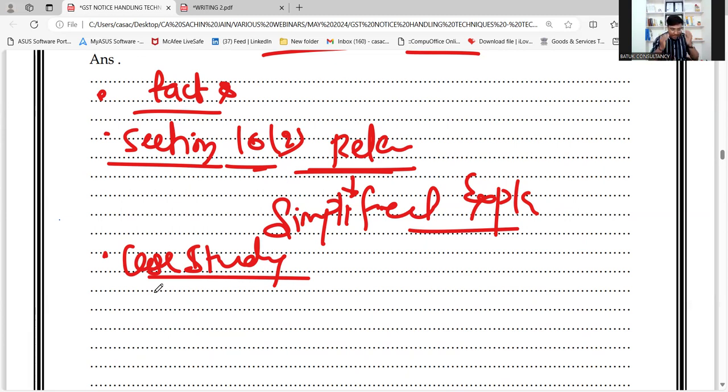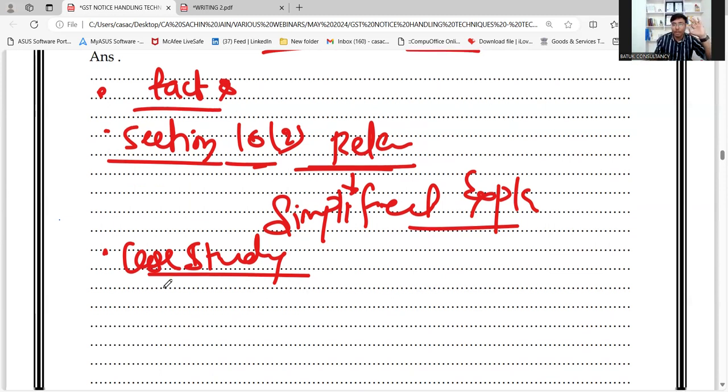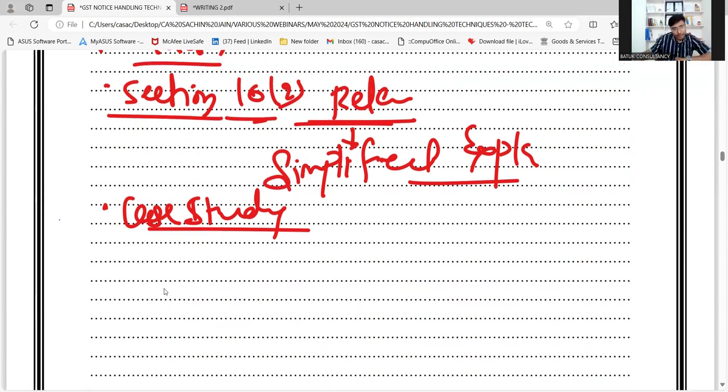कई बार हम लोग सोचते हैं, हमारे दिमाग में कॉन्सेप्ट होता है कि मेरा रिप्लाई जितना बड़ा होगा उतना उसको वेटेज मिलेगा. No, if you reconcile and provide the relevant facts in just 2 pages, in that case that 2-page reply is complete, no problem. Okay, so case study should be part of your reply, but simplified explanation should be there.